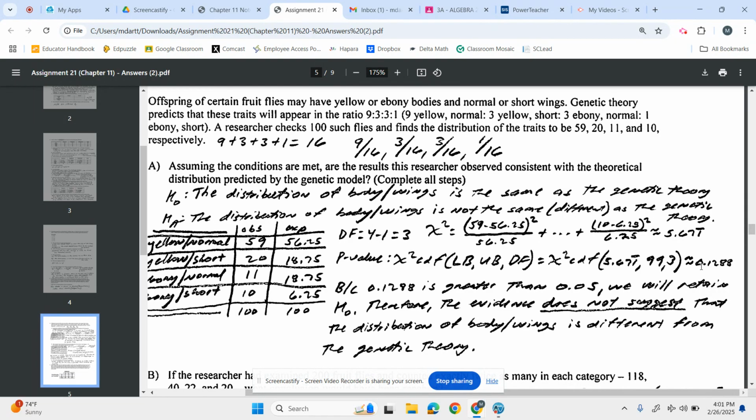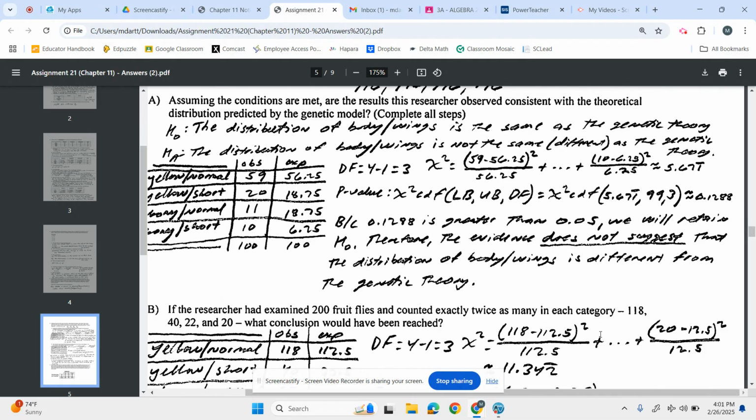5.67, 0.1288. Now you do have to show the first step and the last step again, kind of like I did on the previous ones. You also have to do lower bound, which will always be the chi-squared statistic. Remember, this is always skewed right. I would just put infinity on yours, and then the degrees of freedom was 3, and you get this 0.1288. So in this example, because the p-value is greater than 0.05, we would retain. So the evidence does not suggest the alternative. It does not suggest that the body wing type differs from the genetic theory.